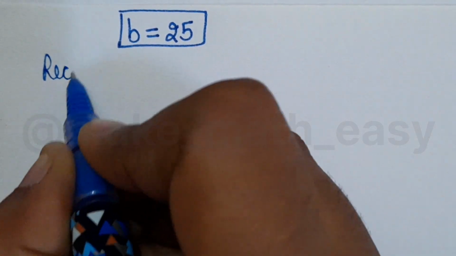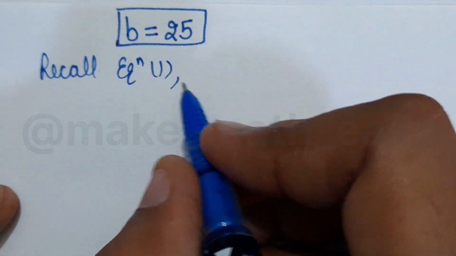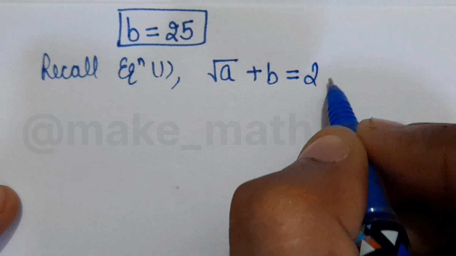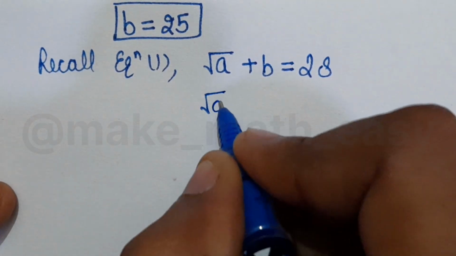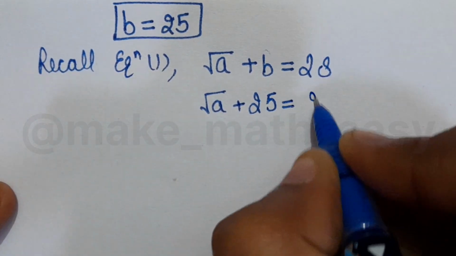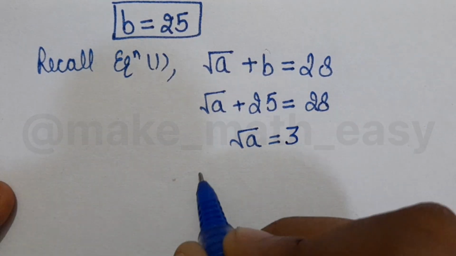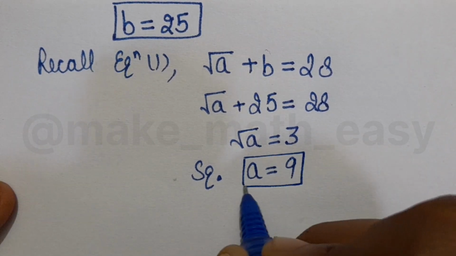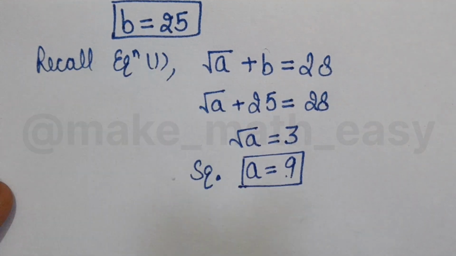Now recall equation number 1. So equation number 1 is root a plus b equals to 28. So we have root a plus 25 equals to 28, and root a equals to 3. On squaring, a equals to 9. So we have a equals to 9 and b equals to 25.